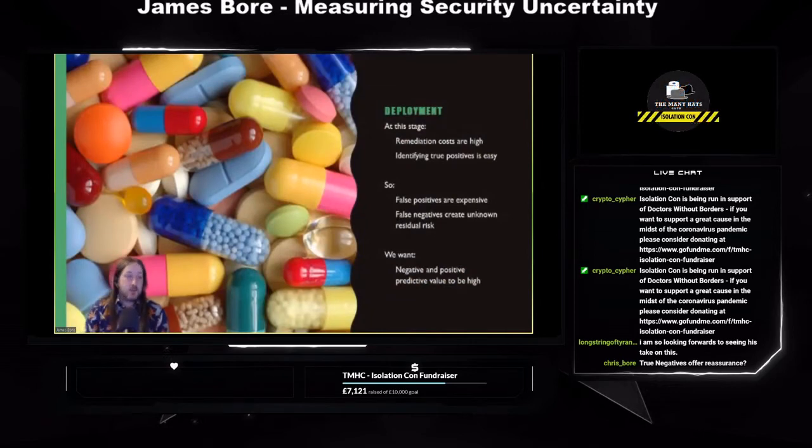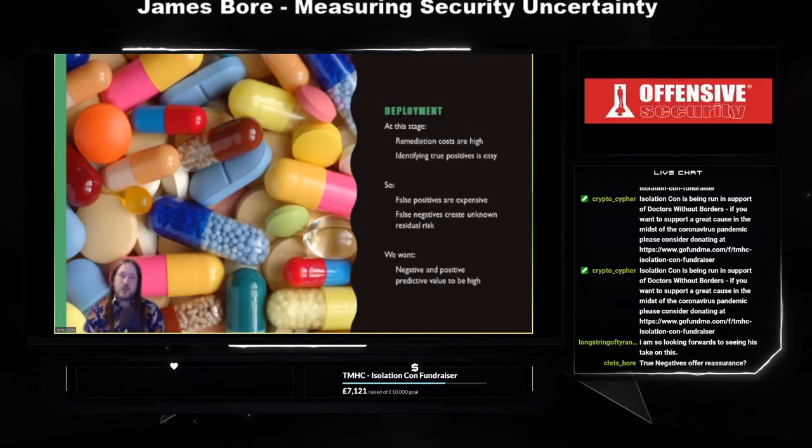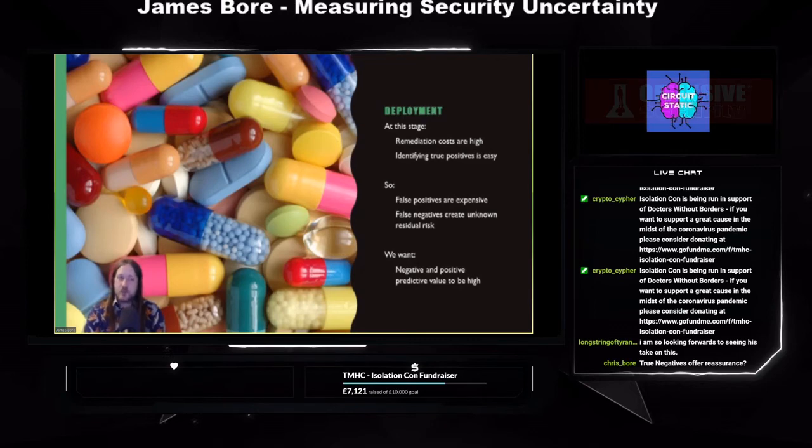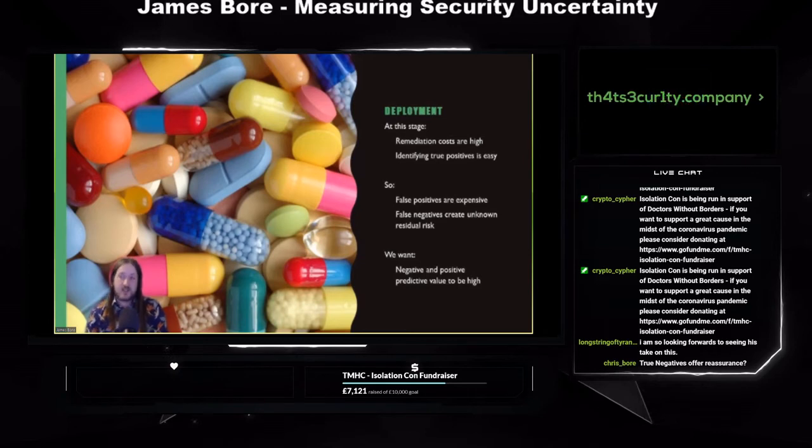Well, you get to deployment. Now, deployment is where the GP has referred us probably to a specialist. We're now in a bed somewhere under monitoring, being watched carefully. Remediation costs are high because we can't simply go back and redevelop. We have to patch, we have to go through the full change control process. And even if you're working in a lean way, it's still something you want to avoid doing.